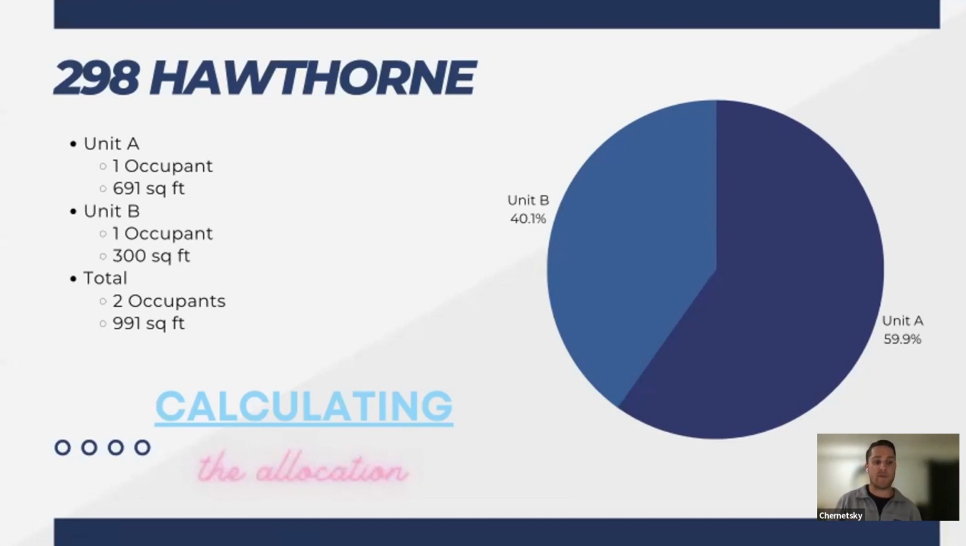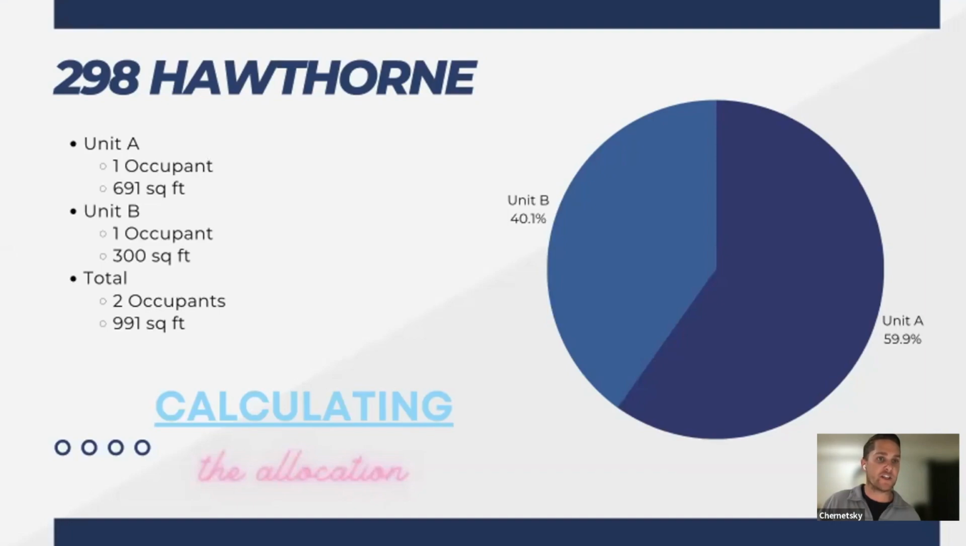So the total occupants for the entire building are 2 occupants, and the total square footage for the entire building is 991 square feet. So when you look at the breakdown, we're going to be dividing the 1 occupant in A by the total occupants of the building, so that's 2, and multiplying that by 50%. And then we're going to go to our 691 square feet, and we're going to add that to 300, giving us a total of 991. So we'll just divide the number in that unit and multiply that by the 50%.